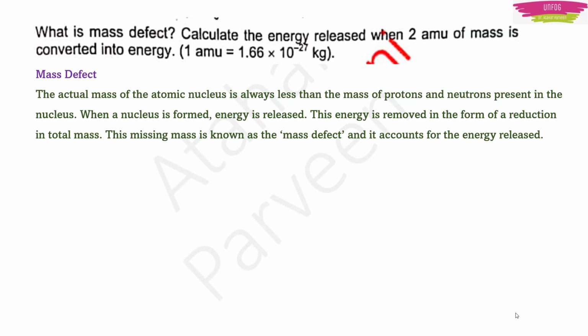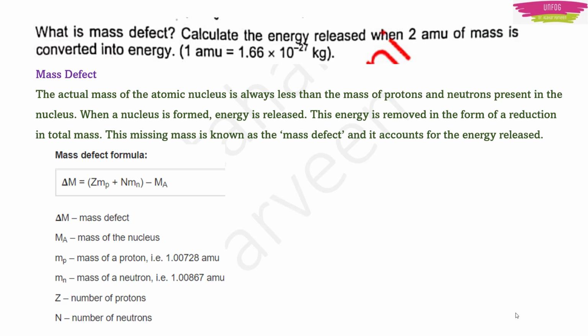Actual mass of nucleus is something, but when you add protons and neutrons, that mass is something else. You can take the difference and you can find that there is some missing mass. But then what is that mass? We don't know. So we gave the name mass defect for such missing mass, okay? But then it will account for energy released, okay? That you have to remember.